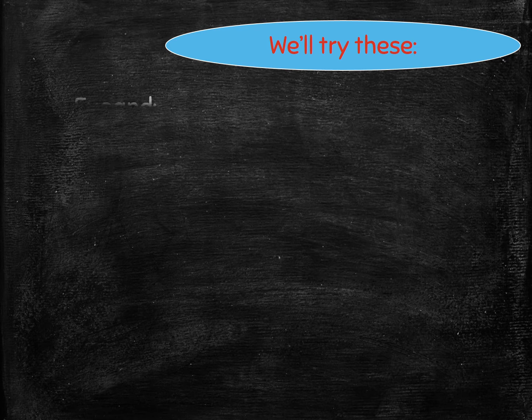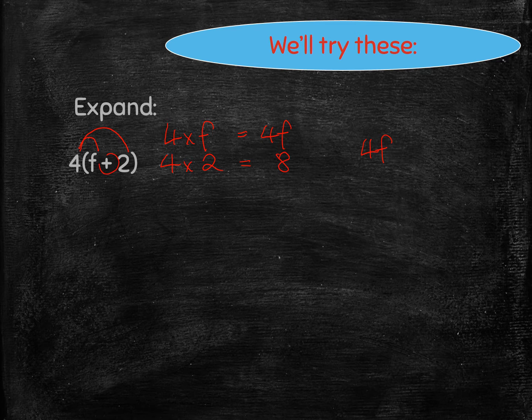So we're going to look at some examples. Okay, let's look at this one first. So the first thing we're going to do is take the first two things. So we've got 4 times f, and we say that's 4f, of course. And then we've got a plus in the middle, or we're going to treat that as plus 2. And then we've got 4 times 2, and that's equal to 8. So our answer is 4f, there's a plus in the middle, so we're going to put plus 8.